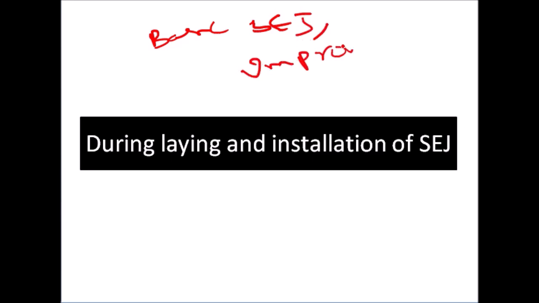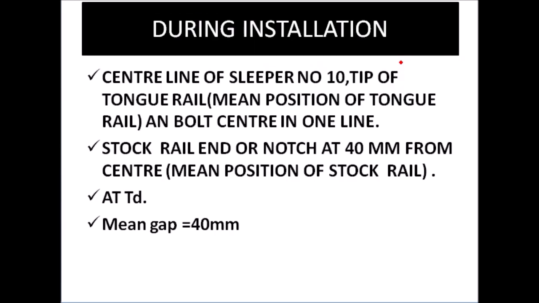Right. So up to here we are clear with the basic components of SEJ, and we also understood improved SEJ is better compared to conventional SEJ. Now let us understand how to install this improved SEJ at site. What are the basic things we have to consider?